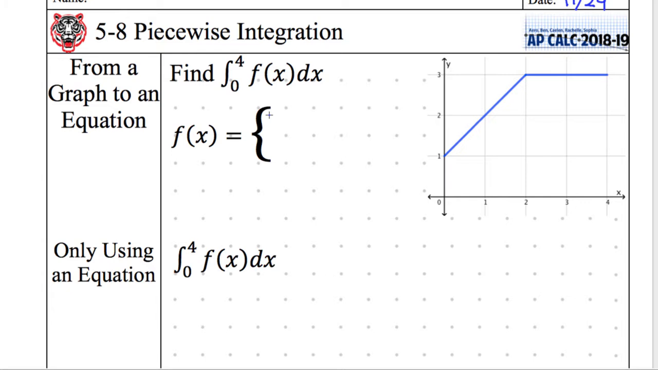All right, so I've given you this graph to the right. I need you to find the area underneath that graph. Do you remember how to do this? All right, how do you do it? Tell me, walk me through it.